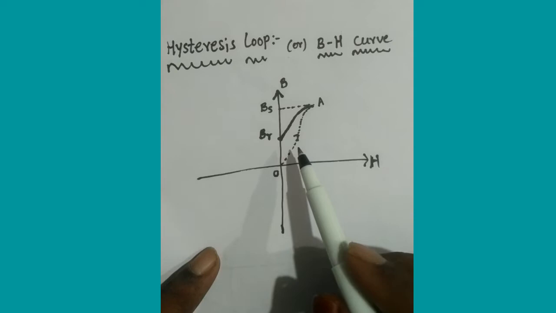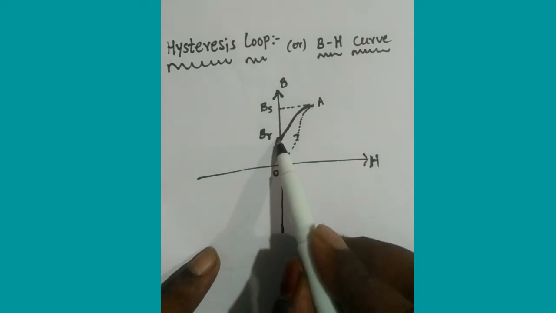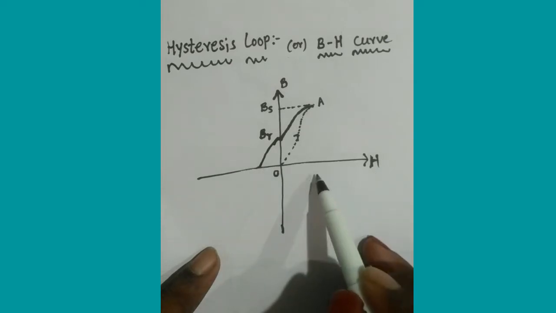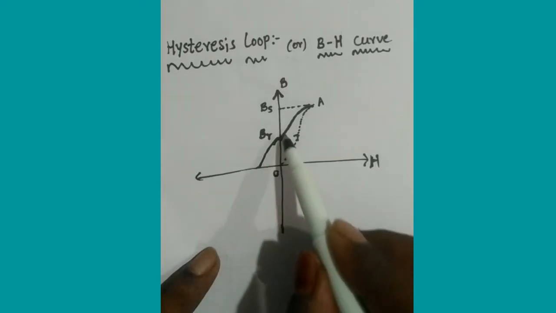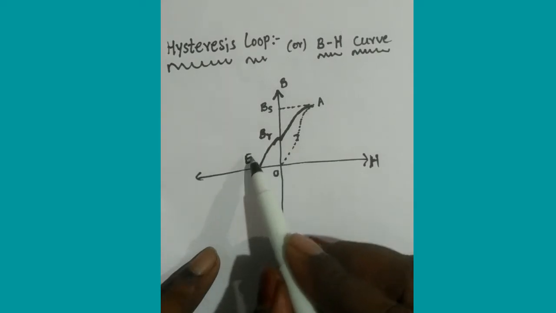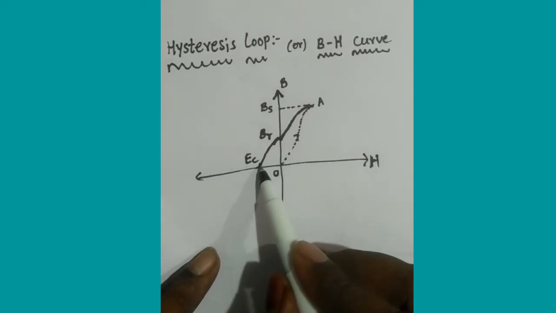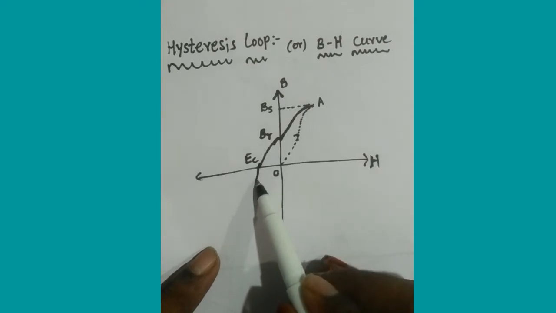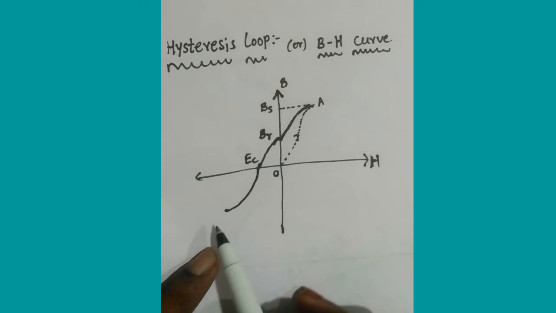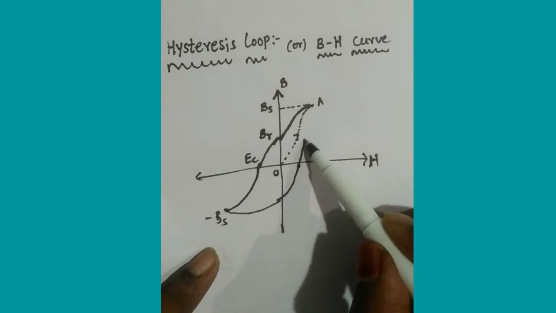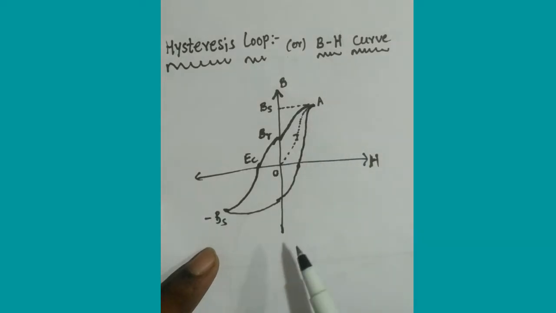Further, if we increase the magnetic field intensity in the reverse direction, at a particular reverse magnetic field the residual magnetism becomes zero. That field is called the coercive field. At that position the magnetic induction becomes zero. Further, if you keep increasing, it comes into the negative saturation. Each and every time it is taking a new path.